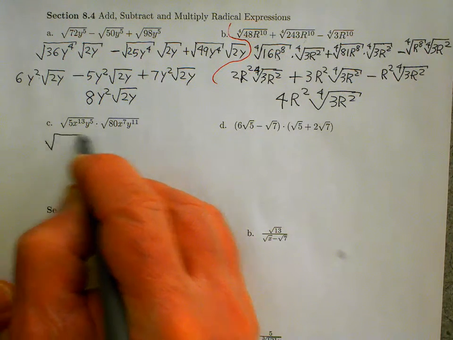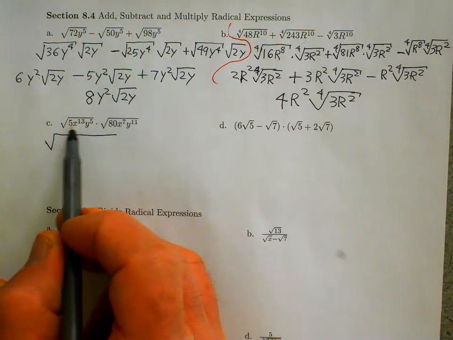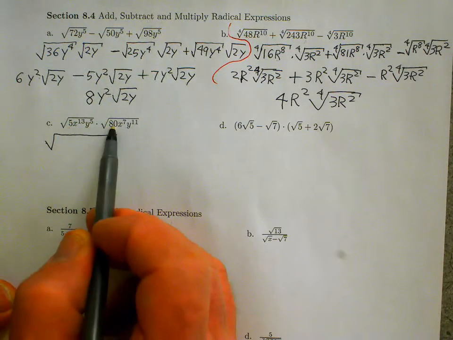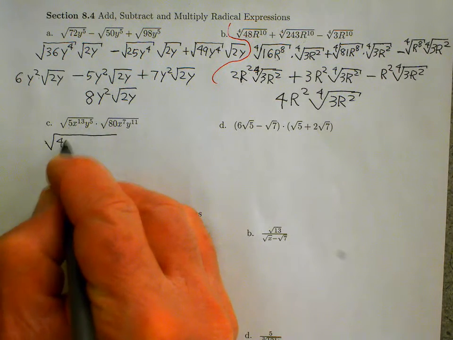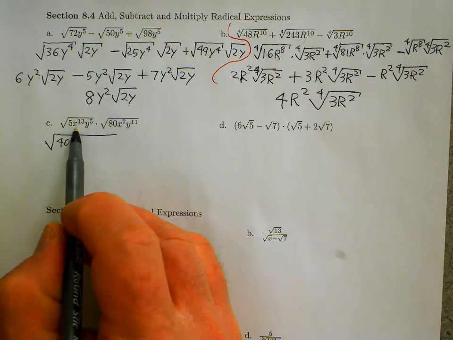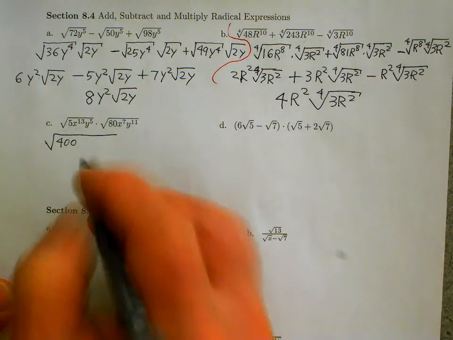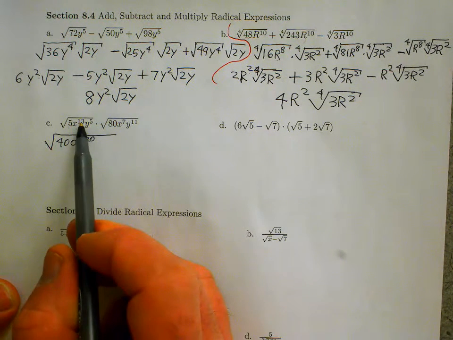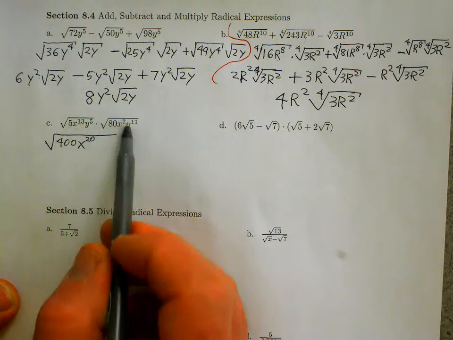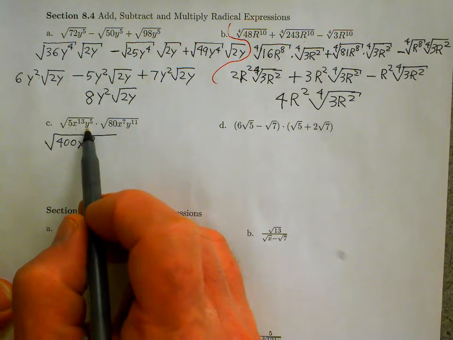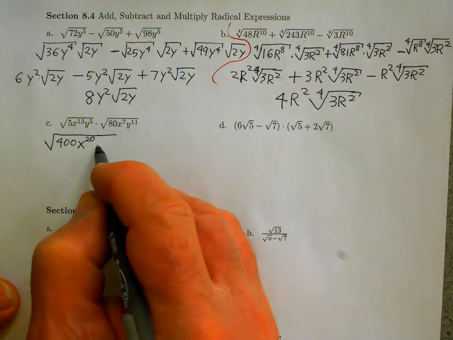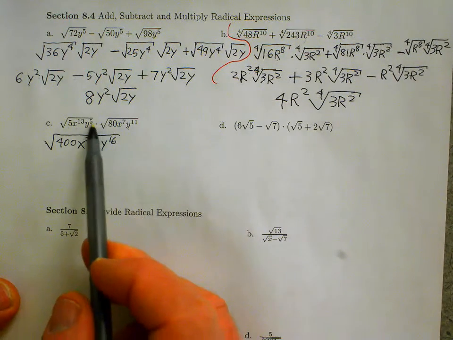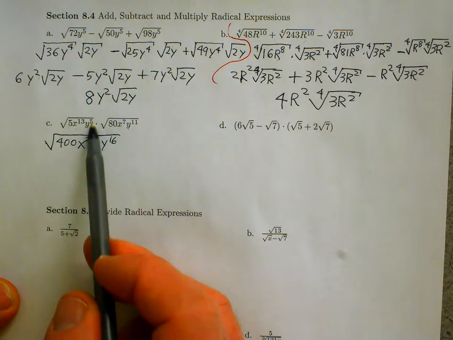So if I write it as a single square root, I'm going to multiply those two radicands. 5 times 80 is 400. x to the 13th times x to the 7th is x to the 20th. Here we're adding the exponents. 13 plus 7 is 20. And then y to the 5th times y to the 11th is y to the 16th. Here we're adding the exponents again. 5 plus 11 is 16.